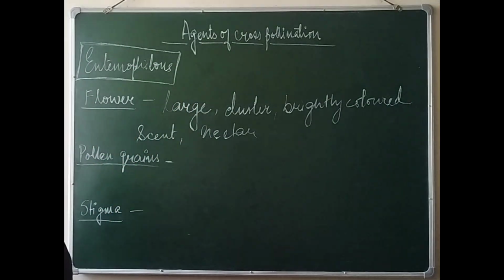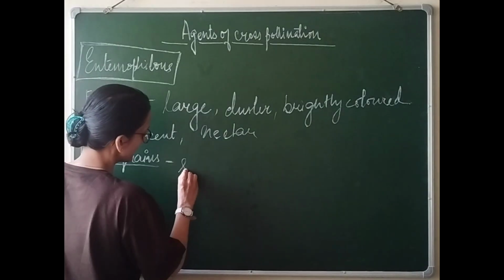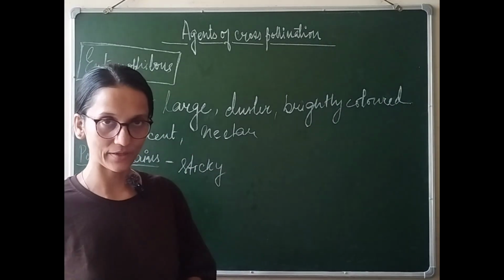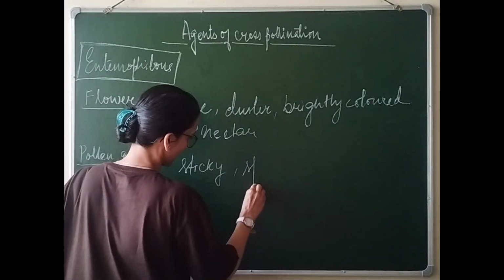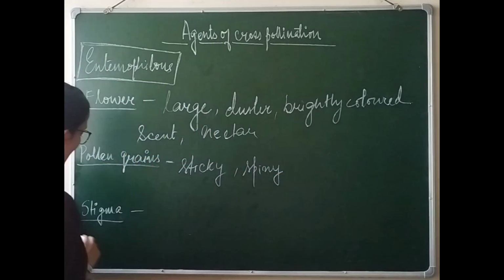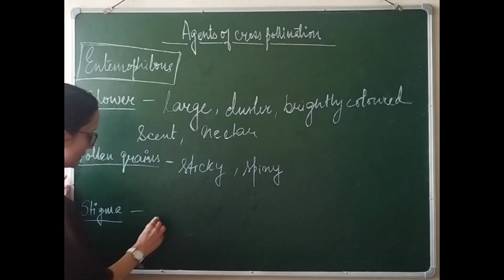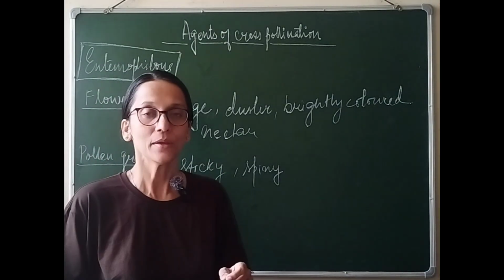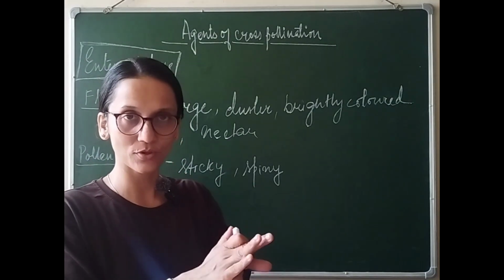Now let's talk about the pollen grains. The pollen grains are definitely going to be sticky, so that they can stick to the insects and can be carried from one place to another. They can also be spiny. Then the stigma of such flowers definitely will be sticky, so that whenever they find insects sitting on them, they can easily allow the pollen grains to stick to them.